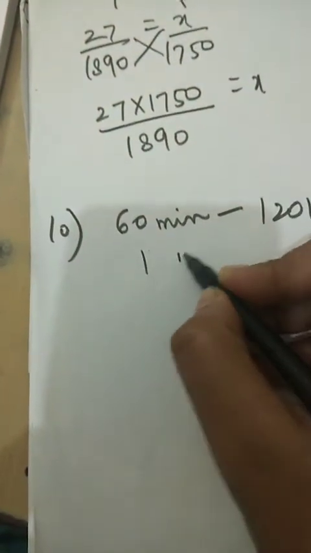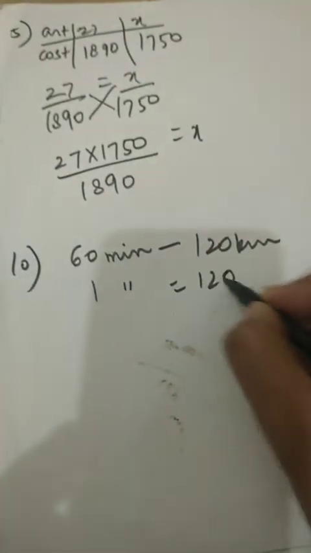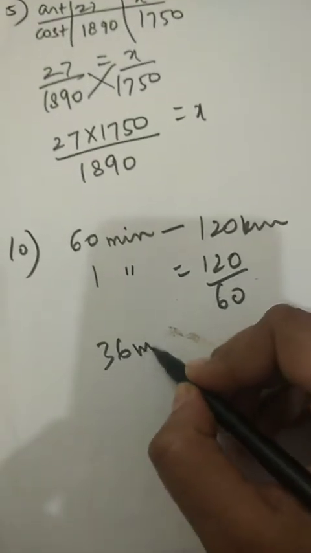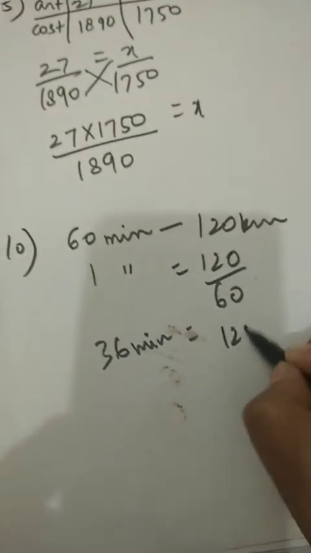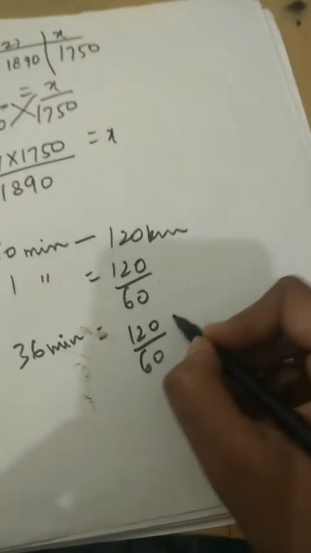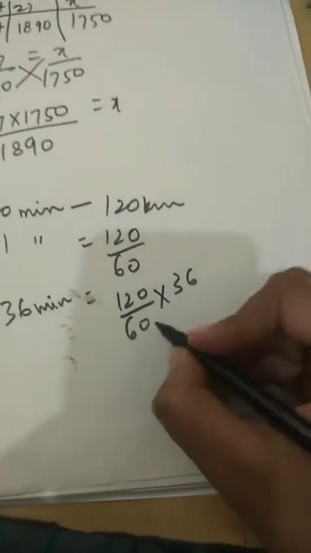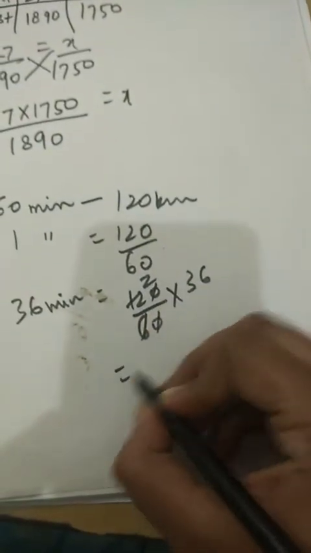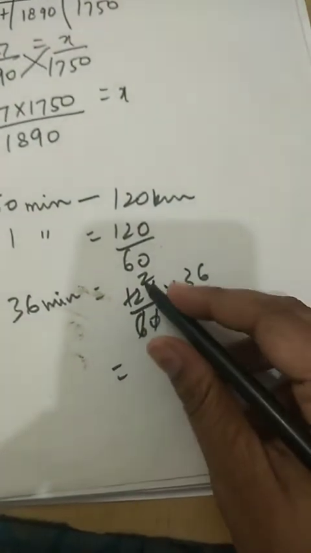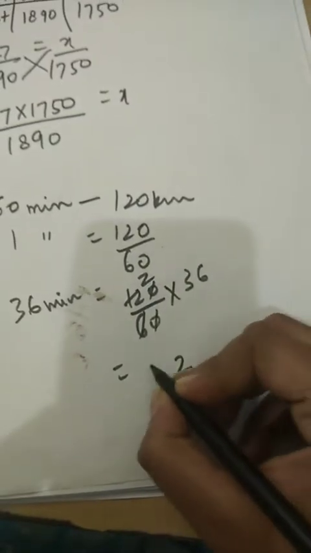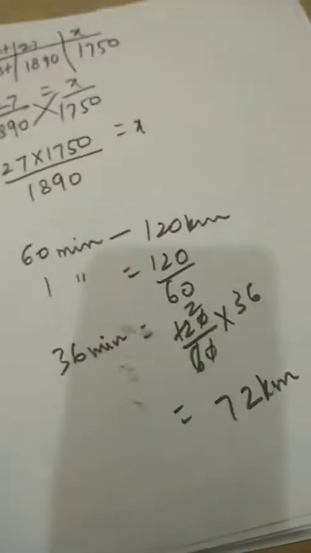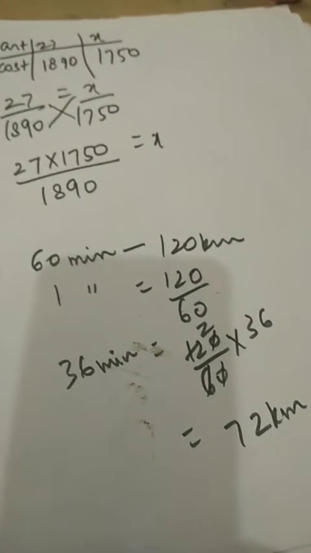So for 1 minute it will go 120 upon 60, and then for 36 minutes it will go 120 upon 60 into 36. You'll just cancel it with 6 2s are 12. It will go 36 2s are 72 kilometers. It will go 72 kilometers. So it's a very easy question.